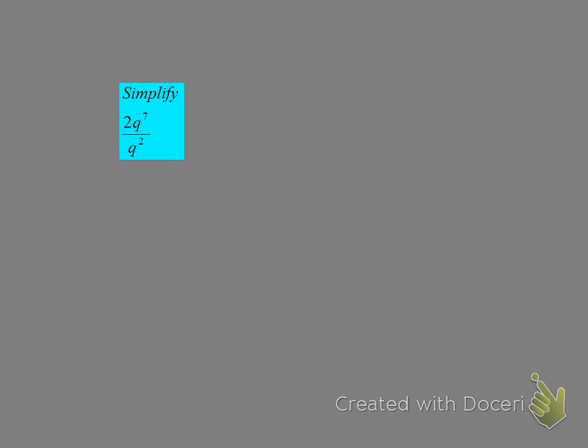Next one. These are going to be quick hitters today, alright? 2q to the 7th over q squared. So you have 2, leave it alone. What happens to your q's? Subtract them, so 2q to the 5th. Okay, 7 minus 2. And that's it.